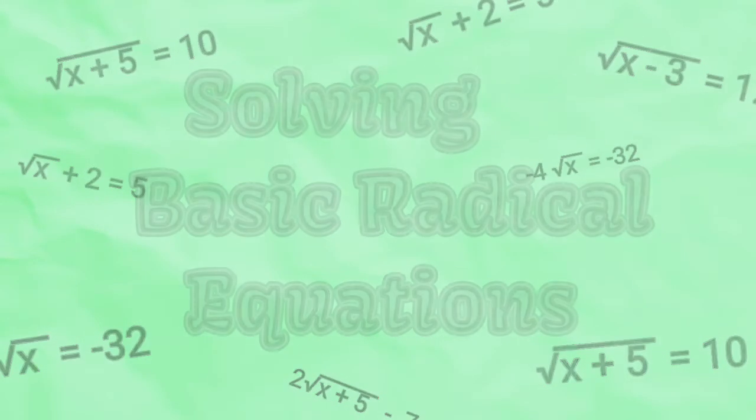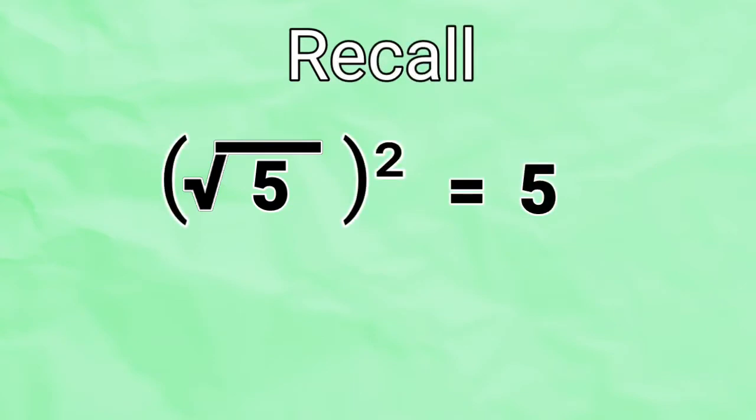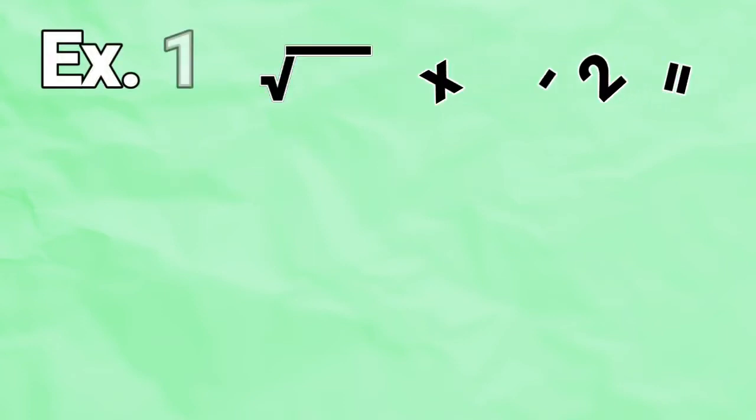So you've already learned that the square root of 5 when squared is equal to 5, and that the square root of x when squared equals x. So let's keep that in mind as we work through example 1.